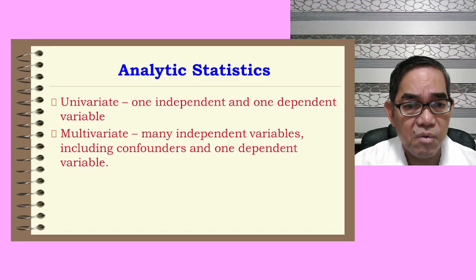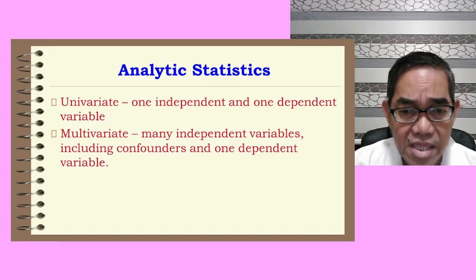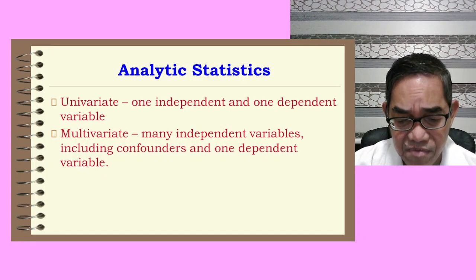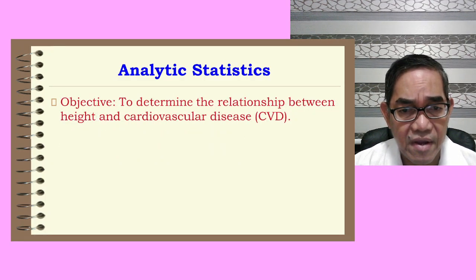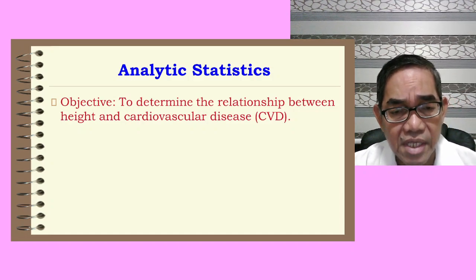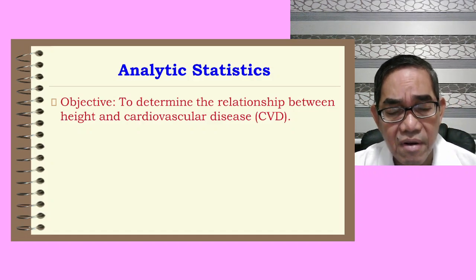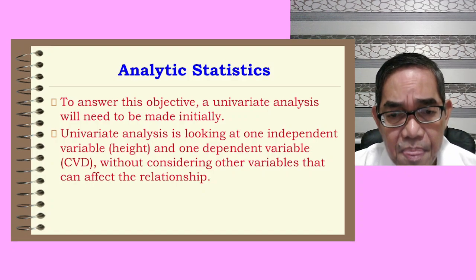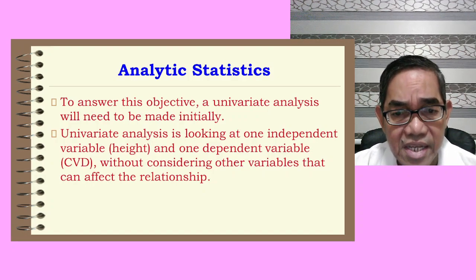So, with multivariate statistics, we have many independent variables, including the confounders, and one dependent variable. Okay, let's give an example of an analytic objective. This is the objective of the study: to determine the relationship between height and cardiovascular disease. Now, to answer this objective, a univariate analysis will need to be made initially.